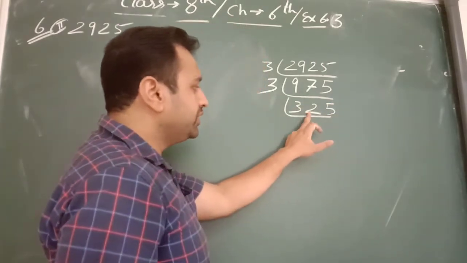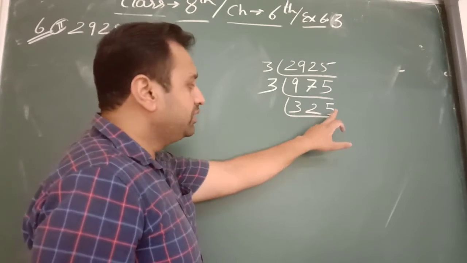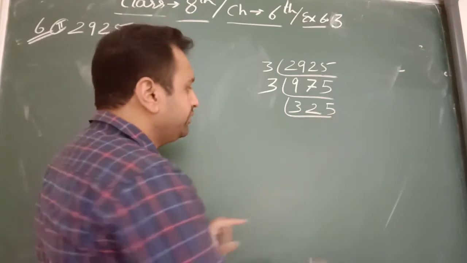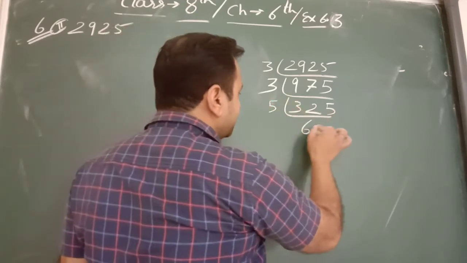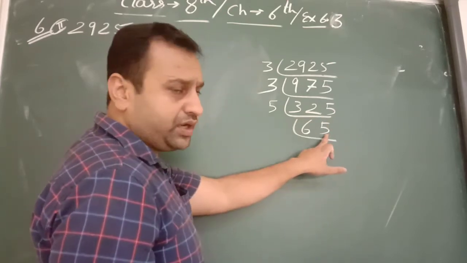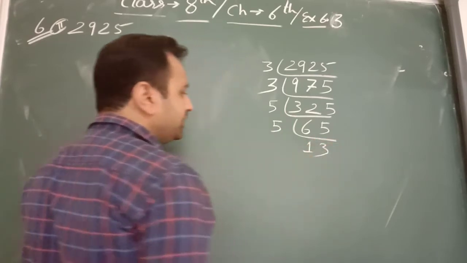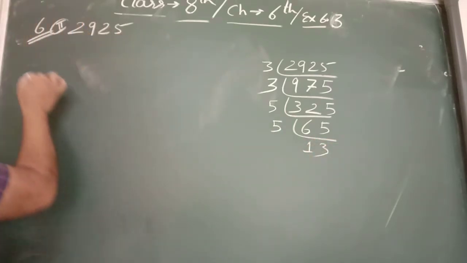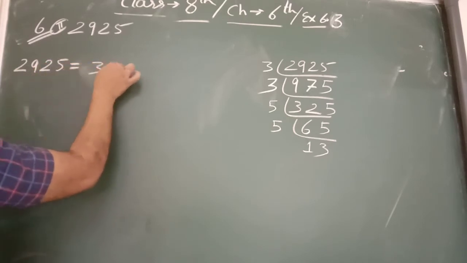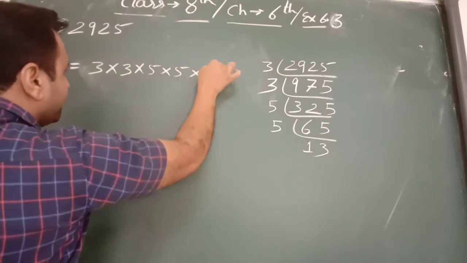325. Sum of the digits is 10. So not divisible by 3, but its last digit is 5, so it is divisible by 5. 5 6s are 30 and 5 5s are 25. Again the last digit is 5, so it is divisible by 5. And 13 is a prime number. So prime factors of 2925 are 3 multiplied by 3 multiplied by 5 multiplied by 5 multiplied by 13.